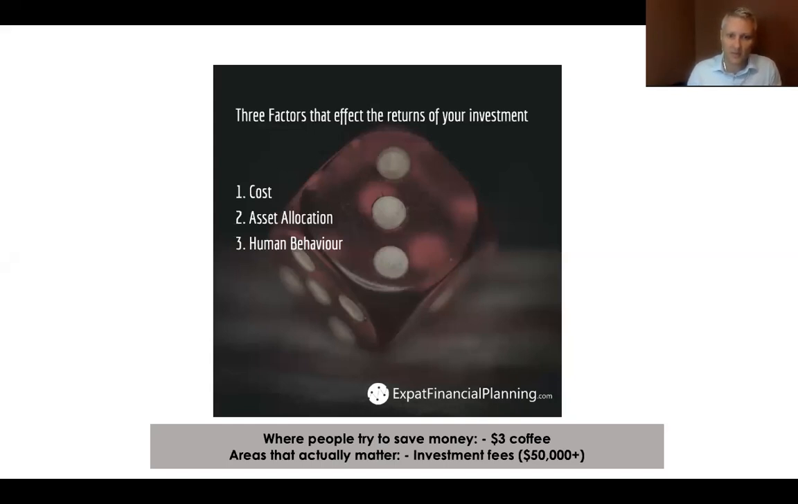Sometimes people try to save money on like a $3 coffee. Well, actually, the areas that matter is you should be saving your investment fees. It could save you tens of thousands or even hundreds of thousands of dollars or pounds or euros if you look at that area. Your asset allocation, again, is very important, and this comes back to your goals.